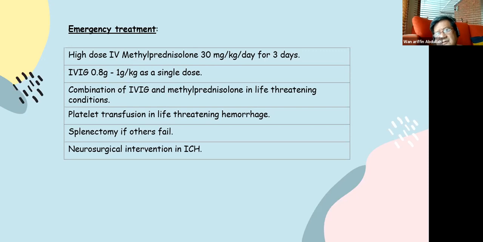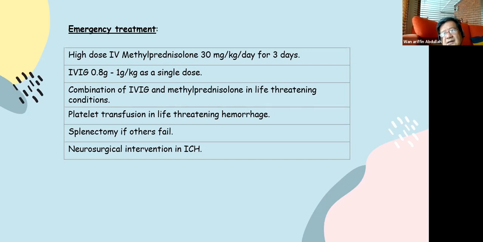90 days? No, I think that's right. It's only about 1 week. 1 week, yeah, in normal people. With ITP, it lasts only a few hours. So that's why you don't give platelet transfusion. If you want to give platelet transfusion, you have to give it every 3 or 4 hours to maintain, because once you give, it'll be destroyed.